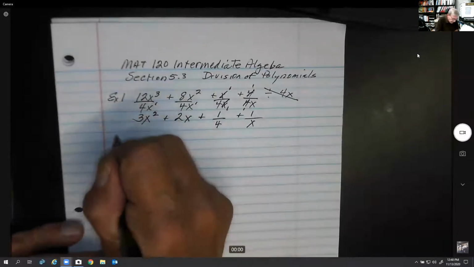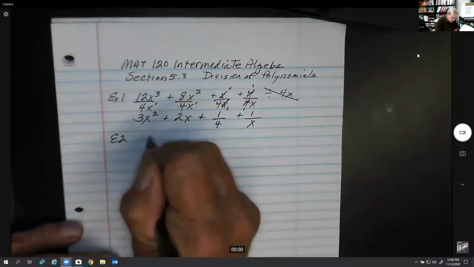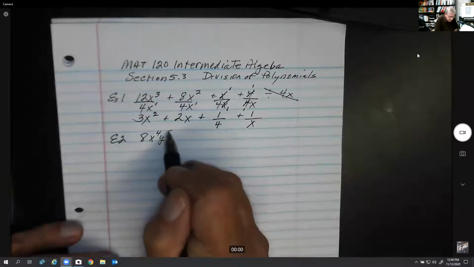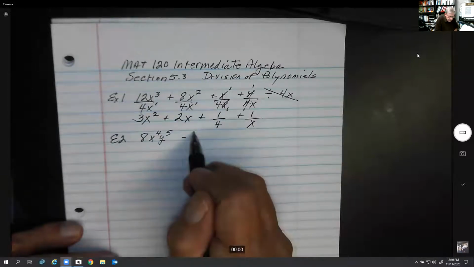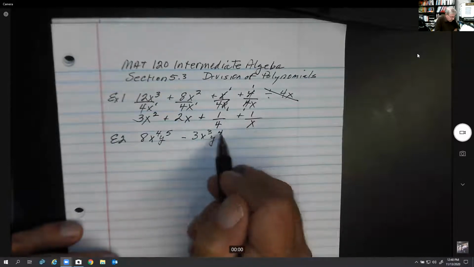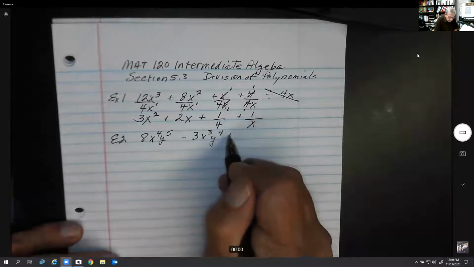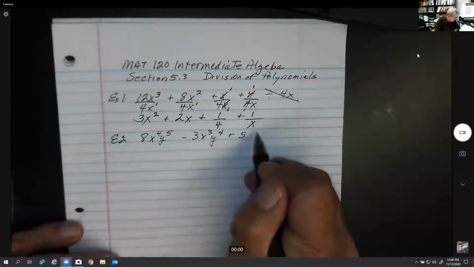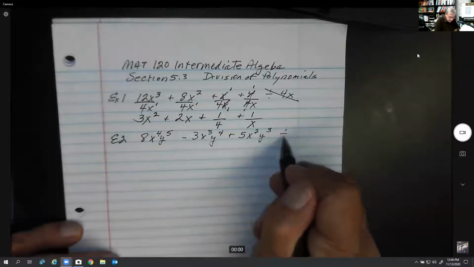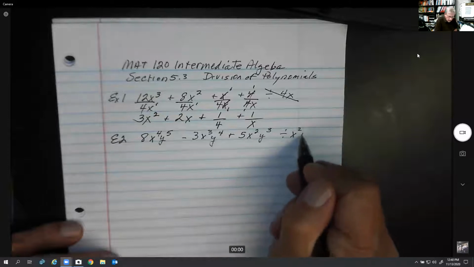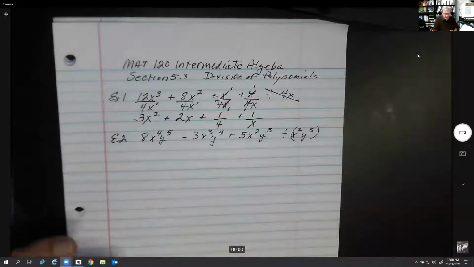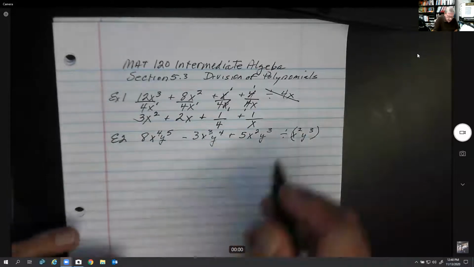Here's a little bit more complicated problem, but still not too hard. 8x^4y^5 minus 3x^3y^4. The hardest part is making sure you copy it correctly. Plus 5x^2y^3. And we want to divide this whole thing by x^2y^3. We can put this whole thing in parentheses if you want to, but we're not going to.